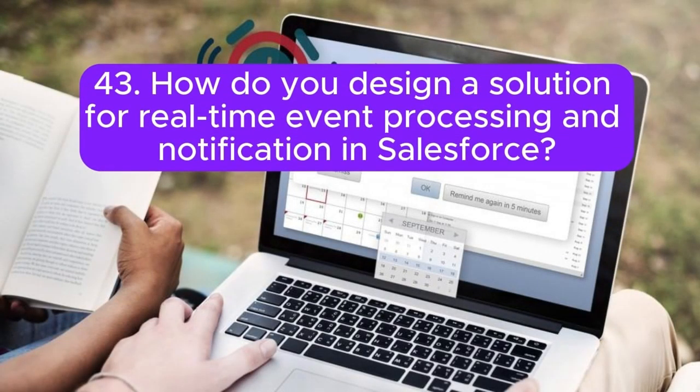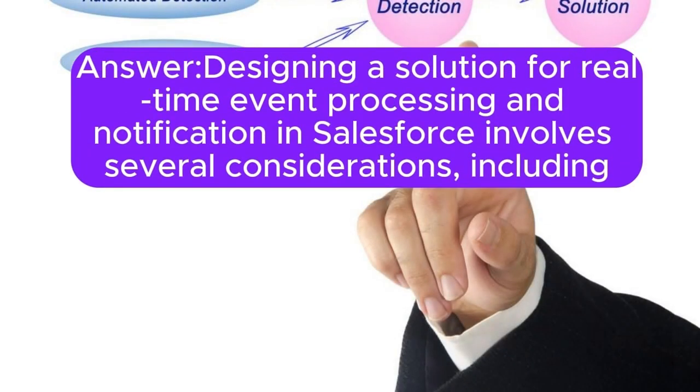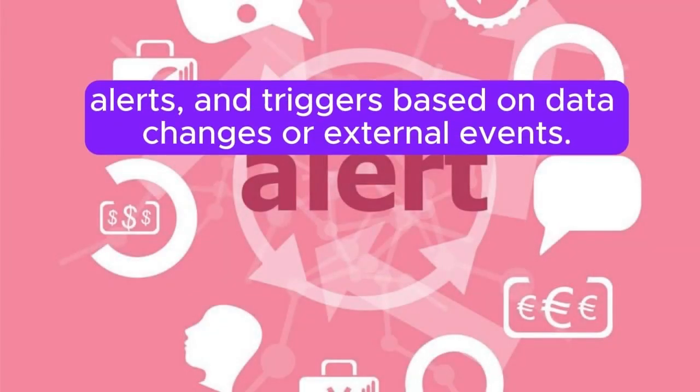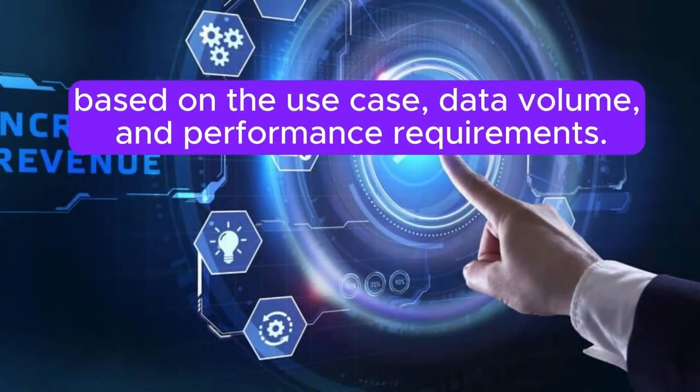43. How do you design a solution for real-time event processing and notification in Salesforce? Answer. Designing a solution for real-time event processing and notification in Salesforce involves several considerations, including A. Identifying use cases suitable for real-time event processing, such as notifications, alerts, and triggers based on data changes or external events. B. Selecting the appropriate event-driven processing option, for example, Apex triggers, platform events, change data capture, based on the use case, data volume, and performance requirements.